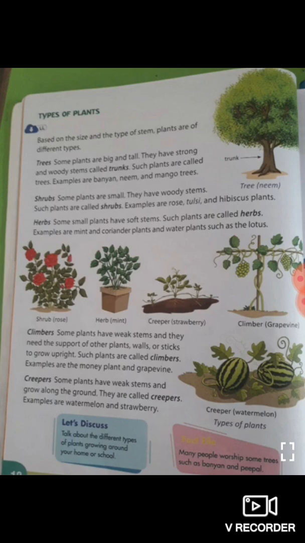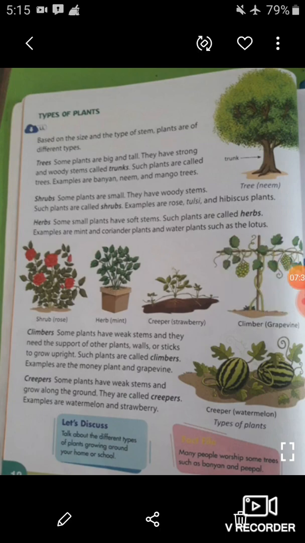The next and last type of plant is creepers. Some plants have weak stems and grow along the ground. They are called creepers. So students, plants that have weak stems and grow along the ground are called creepers. And examples of creepers are watermelon and strawberry.